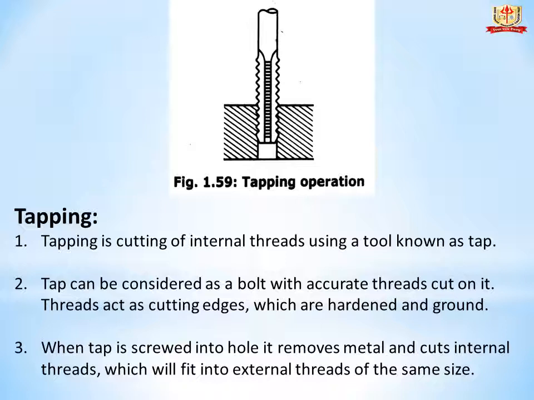Next operation is a tapping operation. Tapping: tapping is the cutting of internal threads using a tool known as a tap. Second point, a tap can be considered as a bolt with accurate threads cut on it. The threads act as cutting edges, which are hardened and ground. Third, when a tap is screwed into a hole, it removes metal and cuts internal threads, which will fit into external threads of the same size.